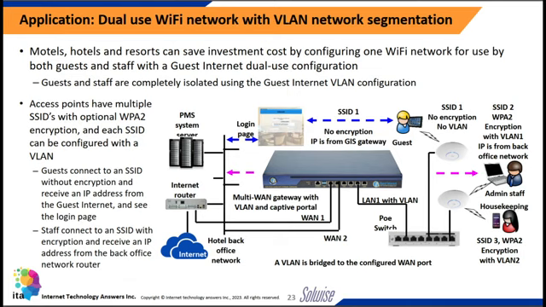For example, with Ubiquiti wireless access points, you can set up multiple SSIDs. You can set up each SSID with a VLAN, and that allows you to set up a non-encrypted service for guests and an encrypted service for staff, whereby the guests are connected to the gateway, see the login page, and the firewall isolates them from the hotel network. On the other hand, staff pass through the gateway to the back office network and are able to access applications on the back office network for housekeeping or other types of applications.